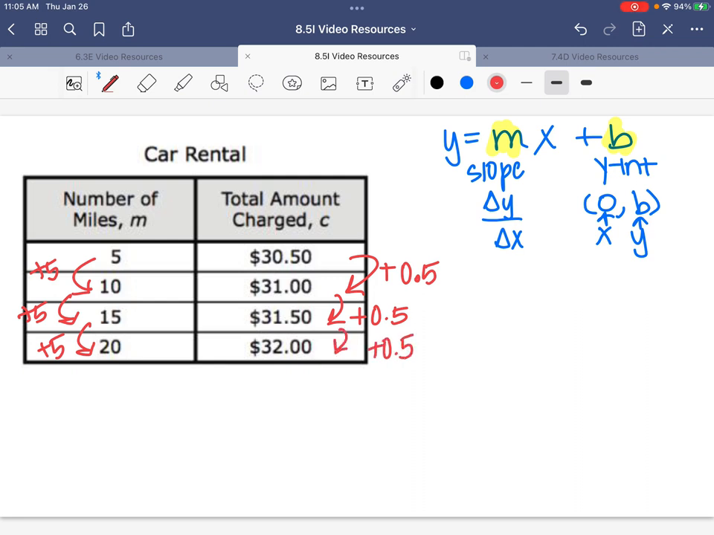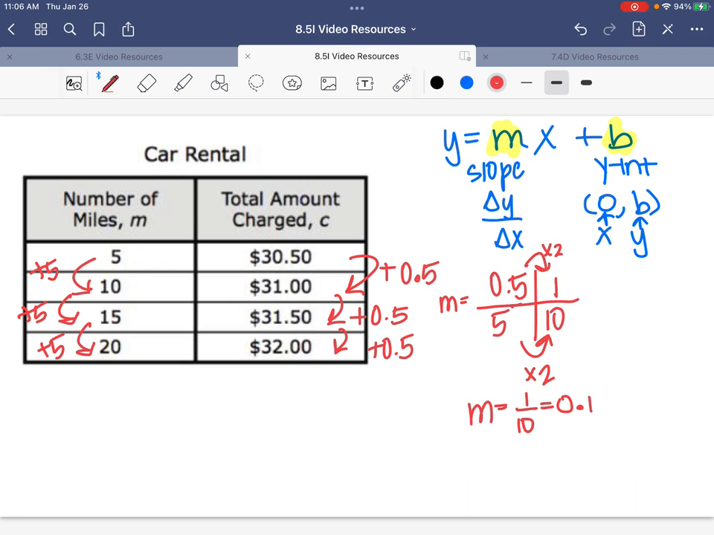So for the slope, that change in cost, or that increase of 50 cents for every 5 miles, would be our slope, which I can create an equivalent fraction of, and say I can scale down by 5 to get 1 over 10. So my slope would be 1/10, or as a decimal, 0.1. And that means that every mile, the charge increases by 10 cents, which is the same as saying every 5 miles it increases by 50 cents.